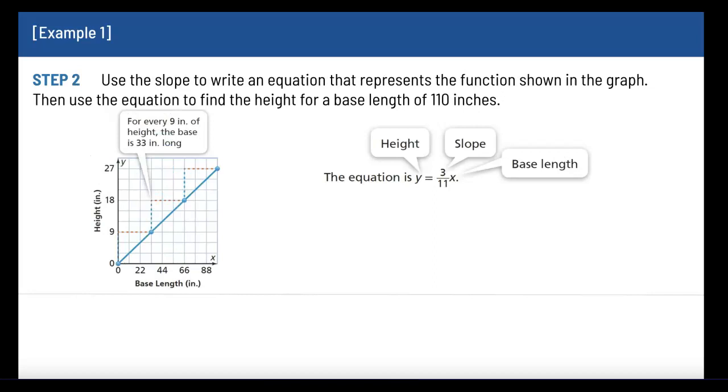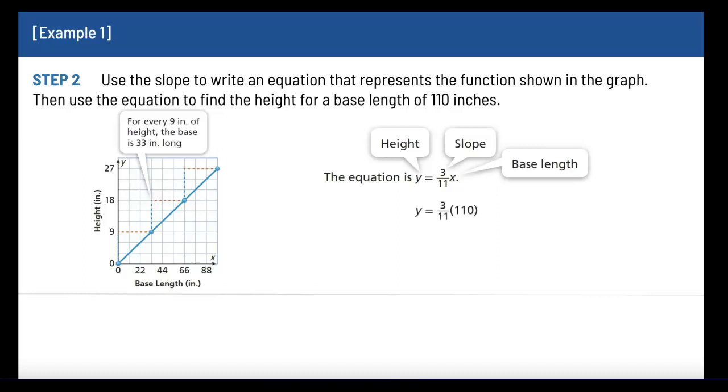We can then use that slope to write an equation that represents the function in the graph. We'll use the equation to find the height for a base of 110 inches. So here's how we write that equation. y equals 3 over 11 x. That's not new, but we want to make sure we know what each thing is. y will be the height, since that's what we're trying to find. The slope is 3/11, and x will be the base length that we plug in to figure out the height.